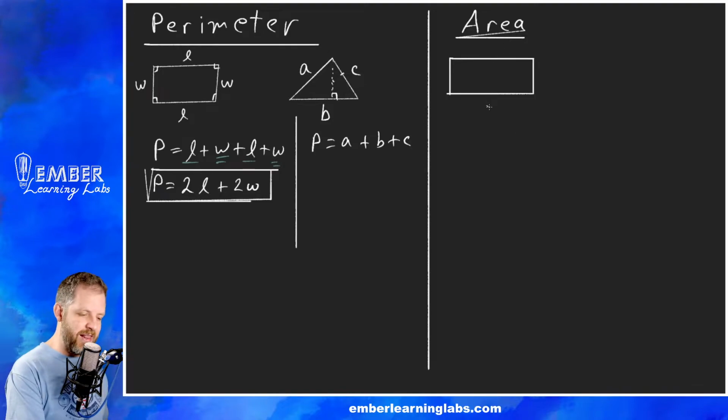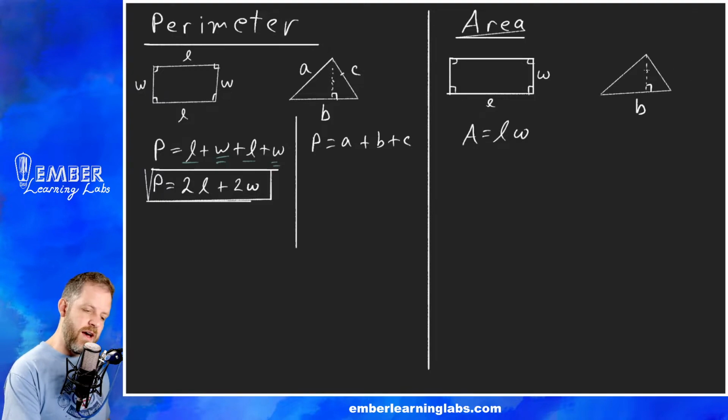All right, so we've got length and we've got width, right? So the area of a rectangle, we know it's a rectangle because we know these sides are all 90 degrees. Area of a rectangle is length times width. Easy peasy, right? Area of a triangle, in case you didn't know for some reason, this is where we need the height. We've got our base here, and then we've got our height, which we're going to label H. Area of a triangle is 1/2 of the base times the height.